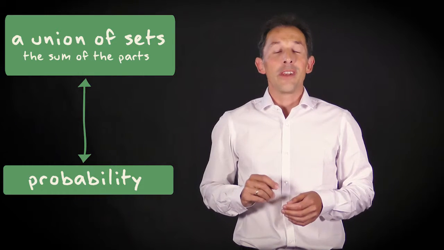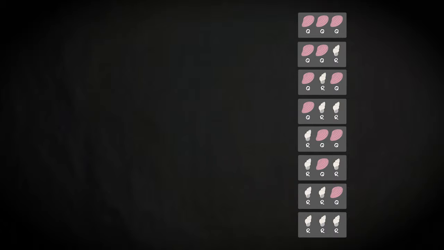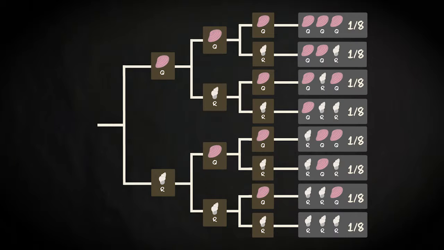I will start with an example. You pick up 3 shells at random at the beach, and there are only 2 types of shell around, Q and R. The 2 shell types are equally abundant and innumerable. The sample space in this case comprises 8 outcomes. And the tree diagram for the entire experiment is shown here. The probability to get any combination of the 3 shells is 1/8.